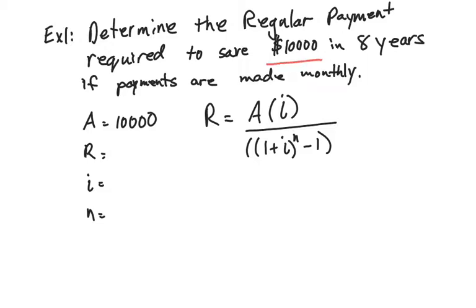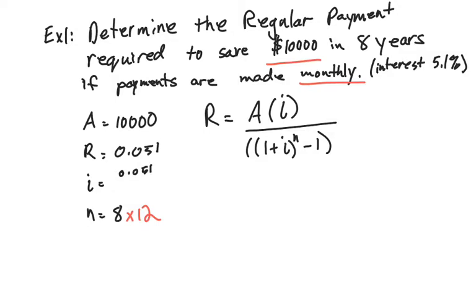So 10,000 is A. 8 years is going to be multiplied by 12. You'll notice that we didn't talk about the interest rate in this problem, so we're going to say the interest is about 5.1%, and it's compounded monthly. So our i value is 0.051, and we're going to divide that by 12 because we're taking that interest and dividing by the number of times we compound in a year.